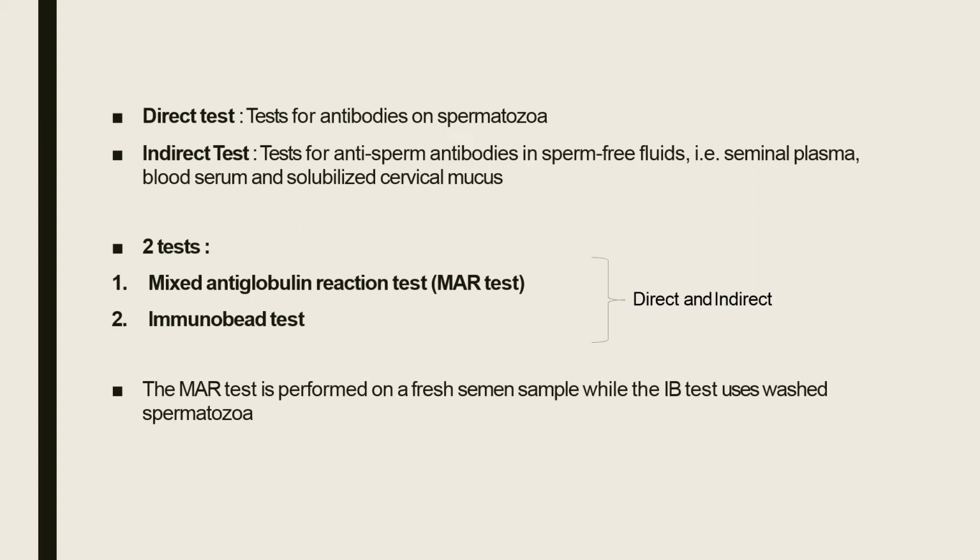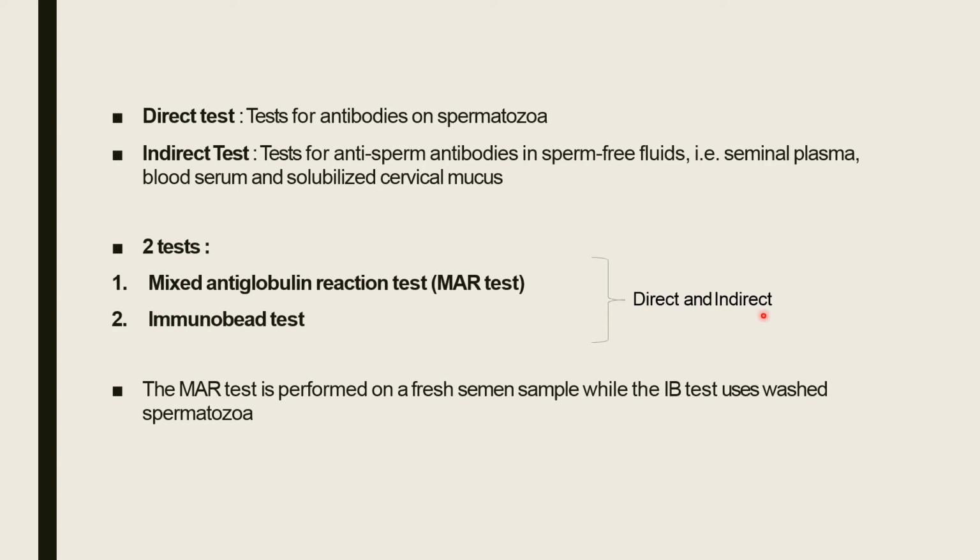There are two types of tests for anti-sperm antibodies. There could be a direct test that tests the presence of antibodies on spermatozoa, or there could be indirect tests that determine anti-sperm antibodies in the sperm-free fluid, that is the seminal plasma or blood serum, and or the cervical mucus. So these two tests, the direct test and the indirect test, are being used. These tests are the MAR test, the mixed anti-globulin reaction test, or the Immunobead test. These are the two tests that are being used.